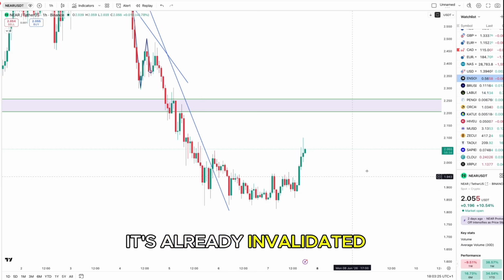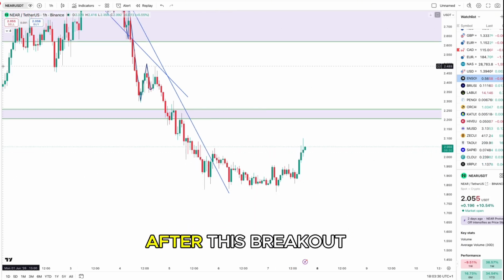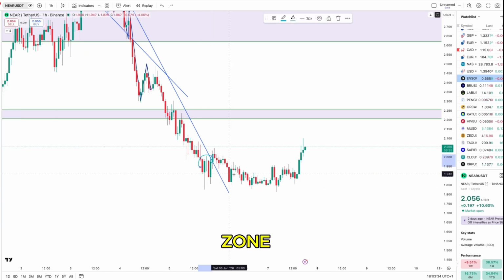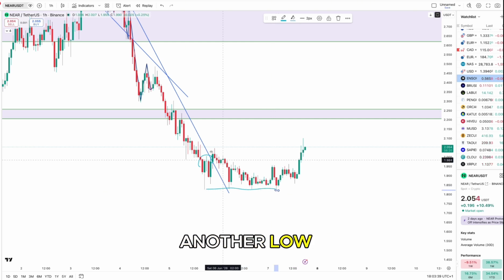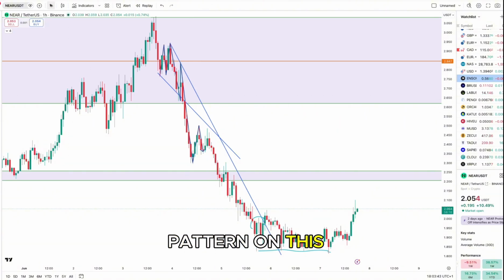Oh, it's already invalidated. Why did it invalidate? Because after this breakout here, at this zone, the price is not expected to make another low, of which it made another low. So this is already invalidated. So there is no good chart pattern on this particular one.